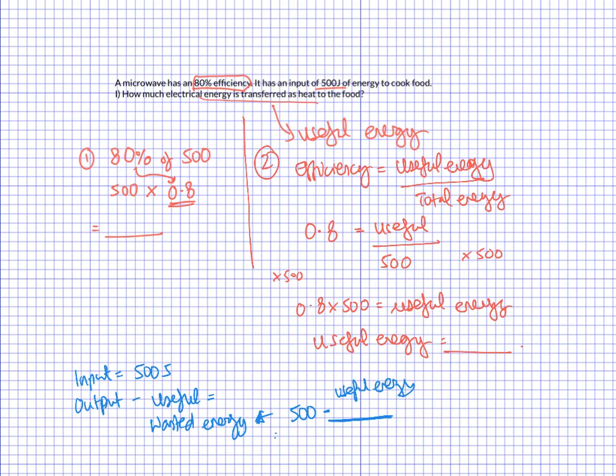So you can see the questions are getting a little bit harder, and that will give us the amount of energy that was wasted. Remember, the useful energy plus the wasted energy has got to add up to 500 because that was the energy in, and the energy cannot be created, it can't be destroyed, it's all just going to go out as different forms of energy.